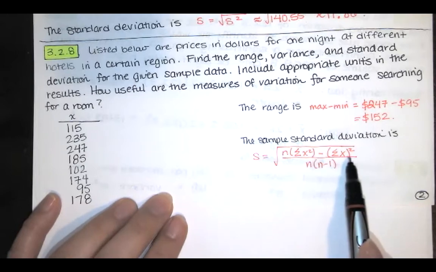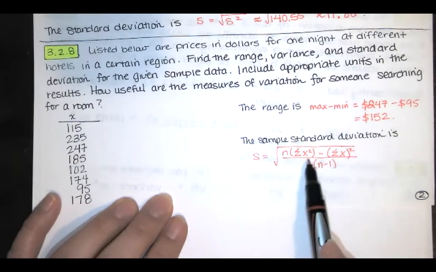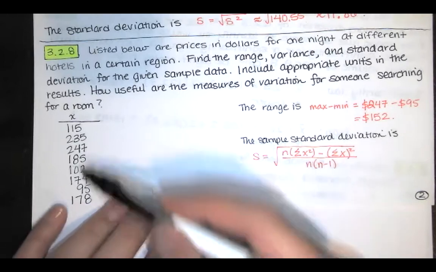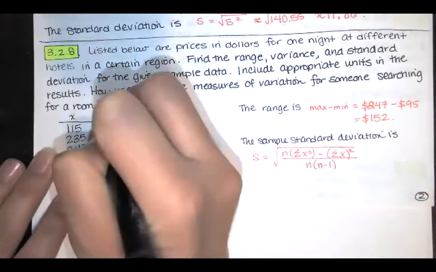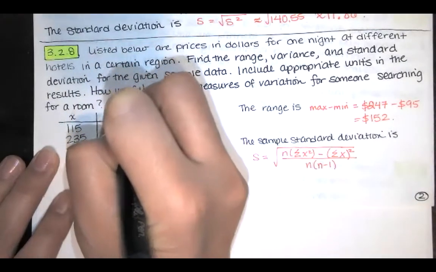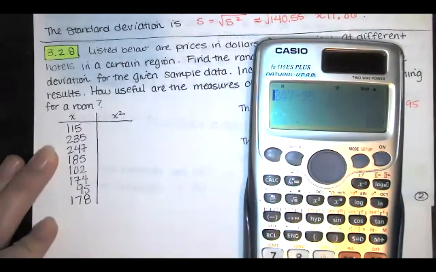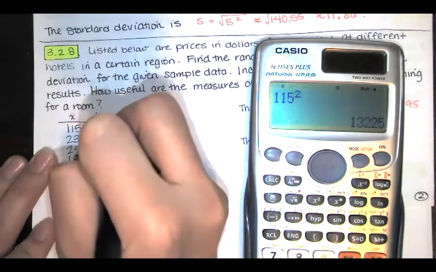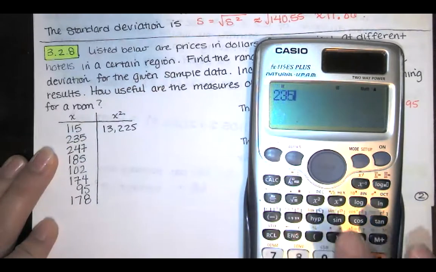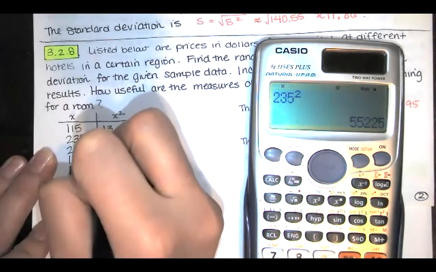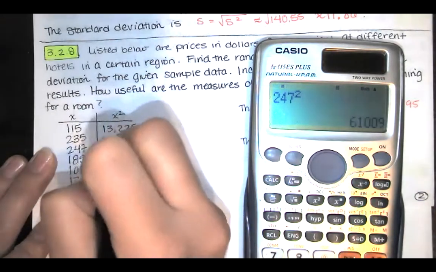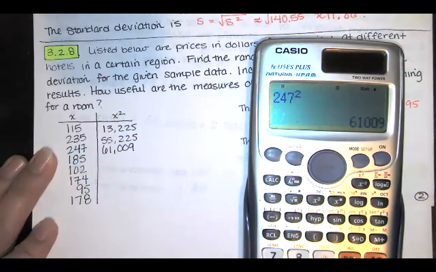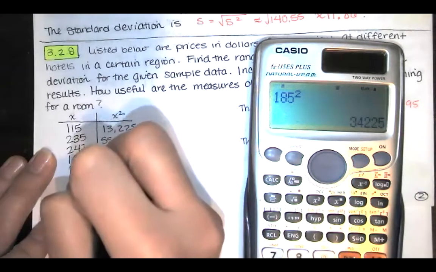Now, in order to find everything that I need for my formula here, I need to find those x squared. So I've got my x's here in this column. So I want to square them now. And I'll just use a calculator for that. I've got 115 squared, and then we've got 235 squared, and then 247 squared, and so on. You get the idea.